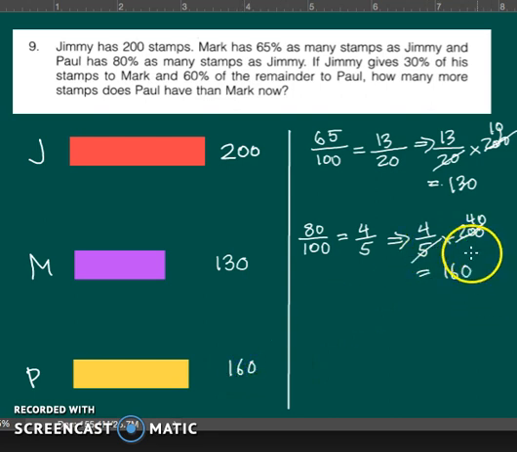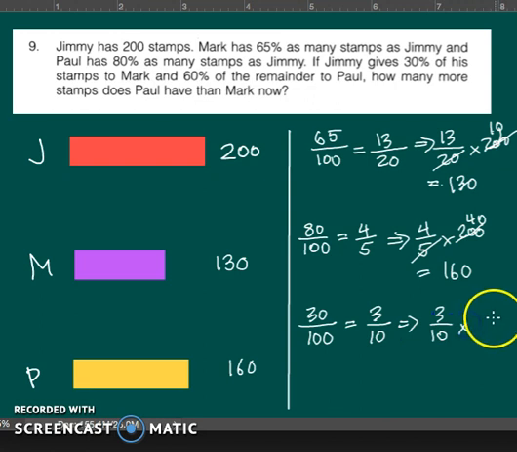Next part. If Jimmy gives 30% of his stamps to Mark, well, what's 30% of Jimmy's stamps? Same thing. 30 over 100 is equal to 3 over 10. So 3 over 10 times 200, common factor of 10. 200 becomes 20, and the answer is 60. So Jimmy gives 30% or 60 of his stamps to Mark.